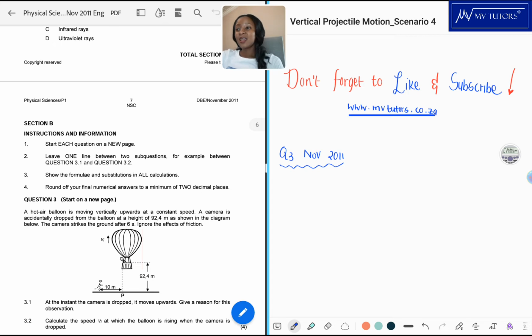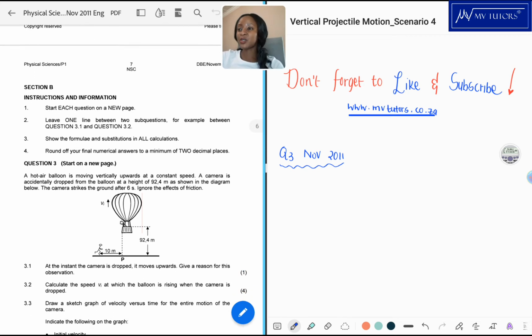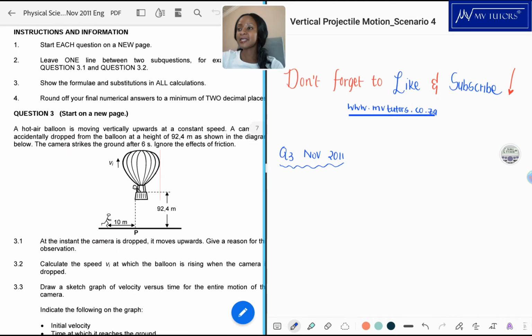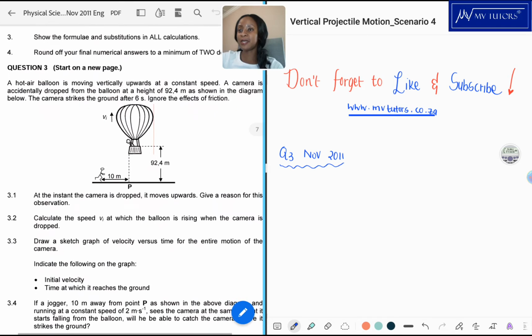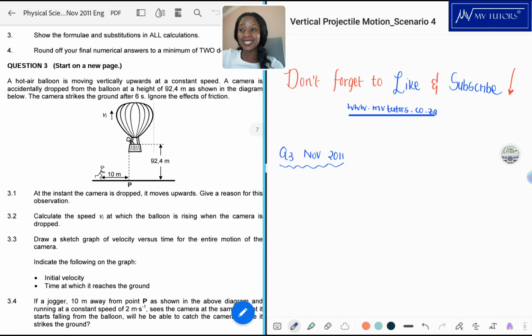Okay. So question 3, November 2011. It says a hot air balloon is moving vertically upwards at a constant speed. A camera is accidentally dropped from the balloon at a height of 92.4 meters. Oh, it's going to break, right? As shown in the diagram below. The camera strikes the ground after 6 seconds. Okay, so we're going to ignore the effects of friction, because we know in real life there's also air friction working against this dropped projectile, which is a camera in this case.